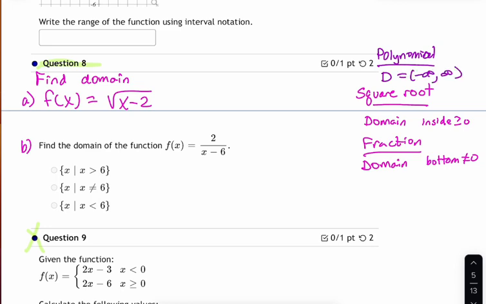There are 3 types of domains I'm going to ask you about. A polynomial, the domain is all real numbers. A square root, the domain can be found by setting the inside greater than or equal to 0. For a fractional function, the domain can be any number except where the bottom equals 0. So these are the facts that you want to have memorized about looking at a function's domain.